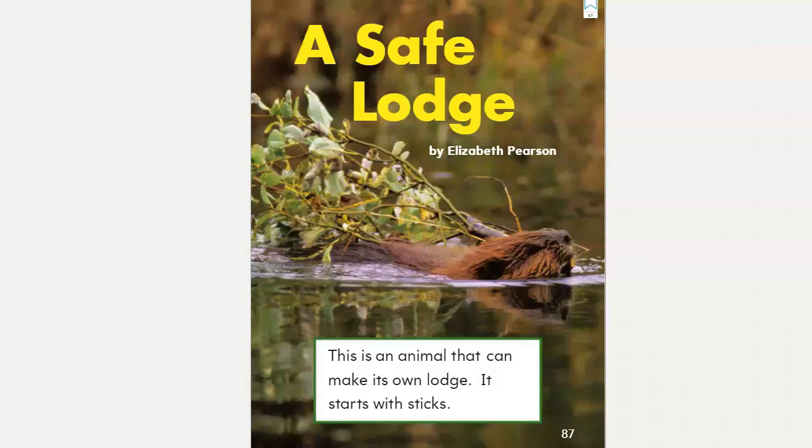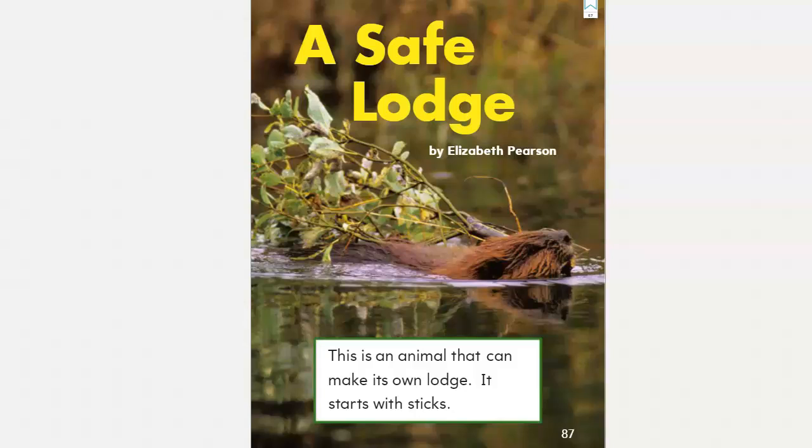Now let's read our decodable, A Safe Lodge. As we're reading through our story, I want you to think about our phonics lesson from this morning, where we talked about words with soft C, soft G, and soft DGE.